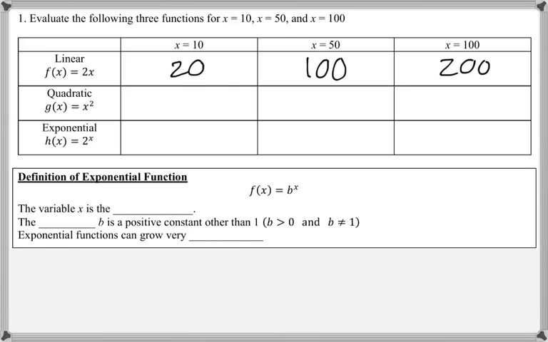Okay, so let's plug these numbers into the quadratic. So 10 squared is 100. 50 squared is 2,500. And 100 squared is 10,000. So this is growing much more quickly than the linear function.